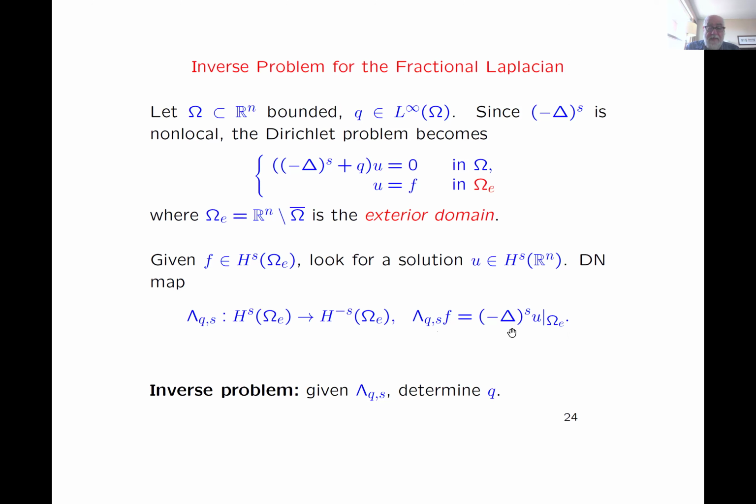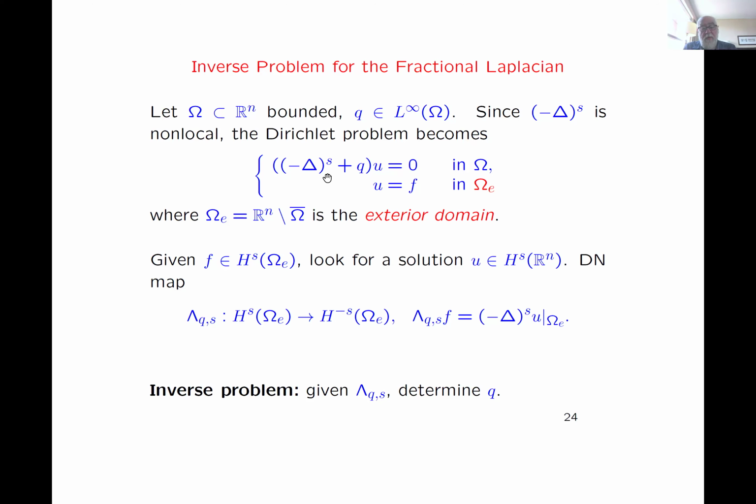The reason for this is that this is the analog of the normal derivative. You can prove that if you take this quantity and approach the boundary from the exterior, it gives you the normal derivative. So that's why it's the analog of the Dirichlet to Neumann map. And the inverse problem is: you fix s, and given this map, can you recover the potential?